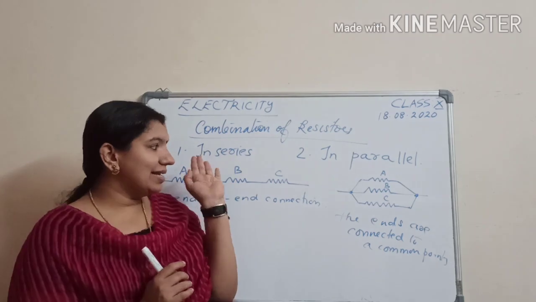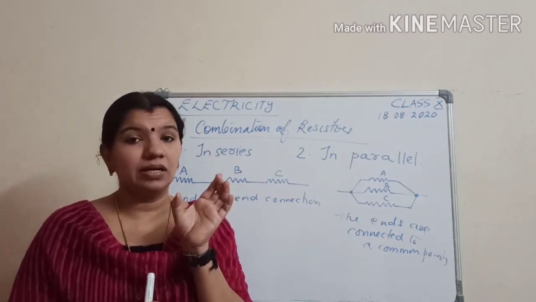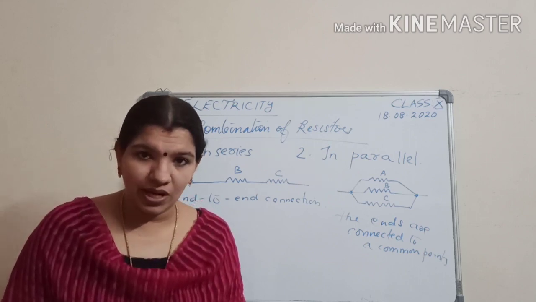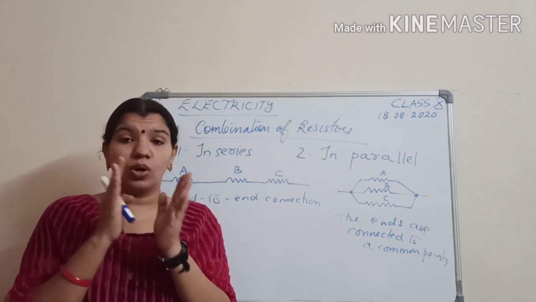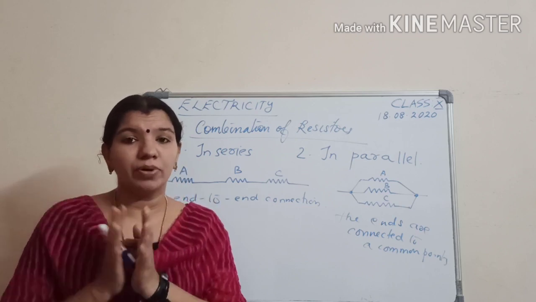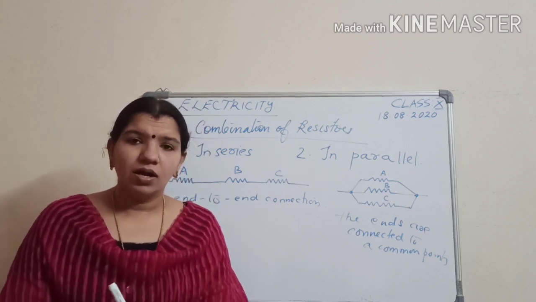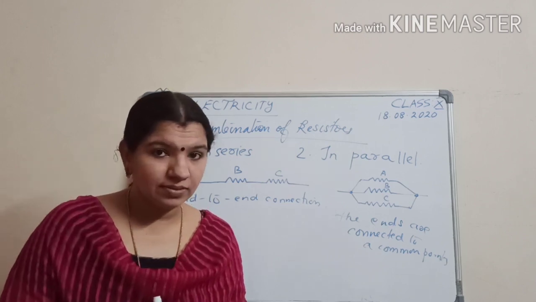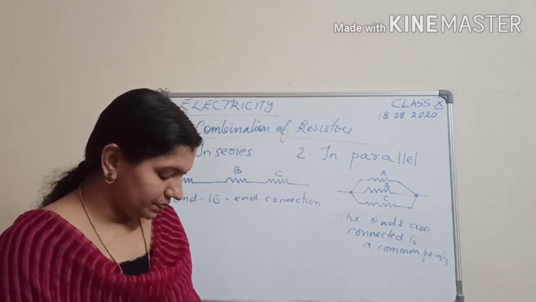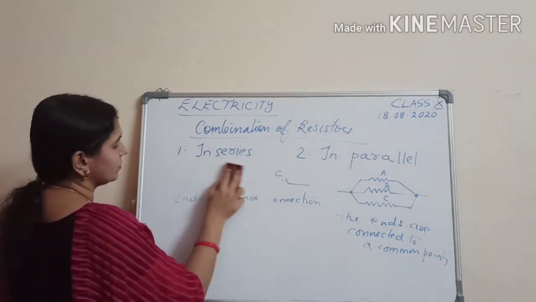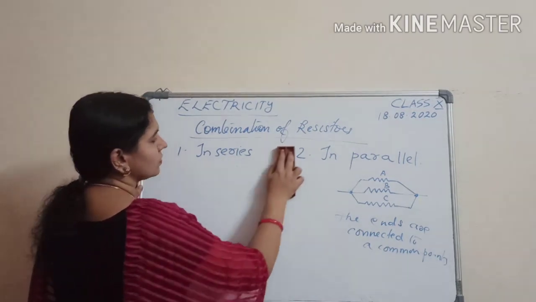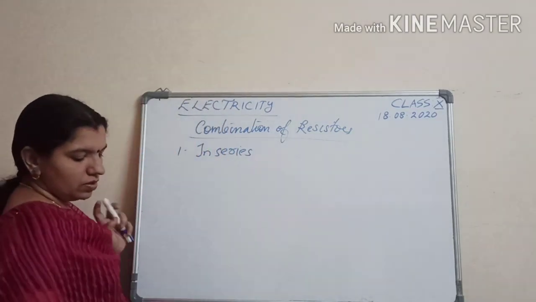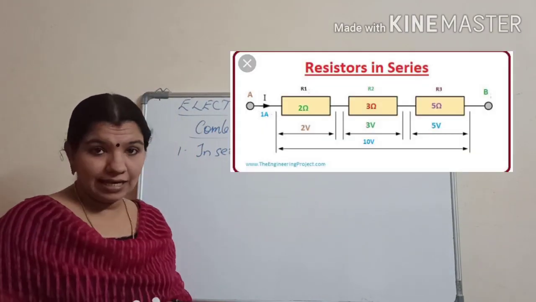Clear? So, in each connection, we have to study in detail how the current flows, how the potential difference varies, how you will find the total resistance if there are n number of resistors present. So many things are there. Okay, so shall we move to that? This is clear? Okay. So first we will discuss the series connection.